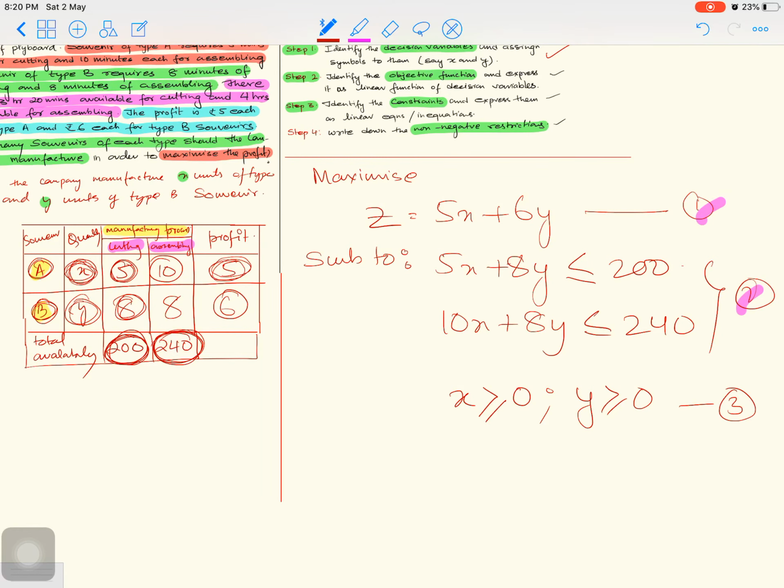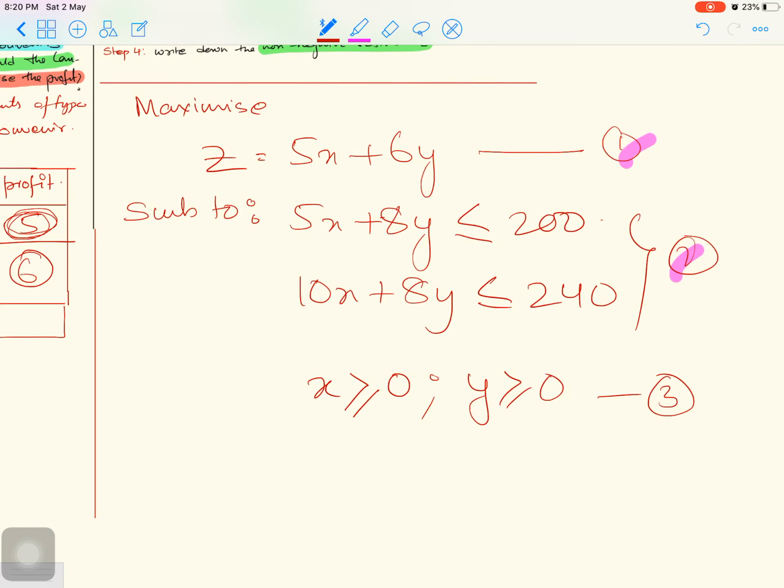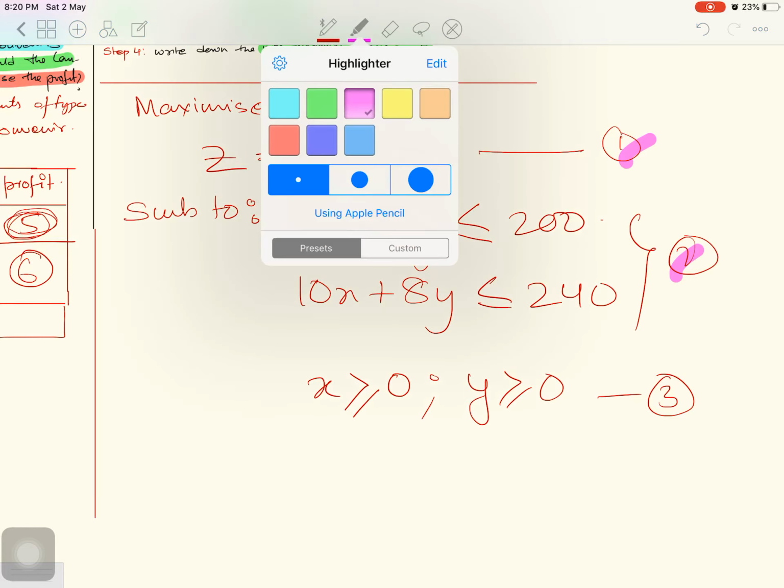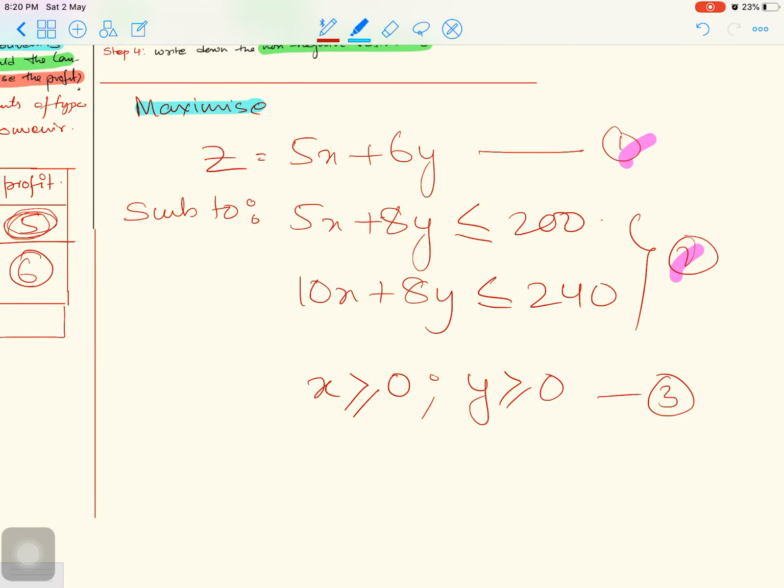So finally, we have completed the LPP. Let me show it to you here. So this sum is all about maximizing the profit here, the blue highlighted one. So you have to maximize this z, which is given by 5x plus 6y, and the constraints involved in this sum are 5x plus 8y, which has to be less than equals to 200 because that is the total time for cutting, and 10x plus 8y, that's the total time for assembling, has to be less than equals to 240, and the non-negative restriction, x greater than equals to 0, y greater than equals to 0.